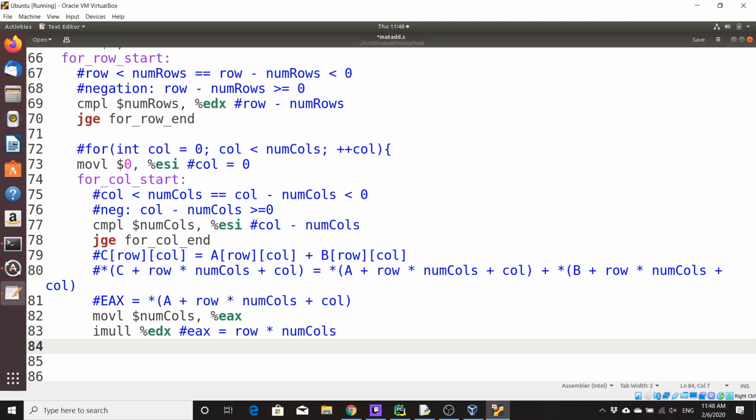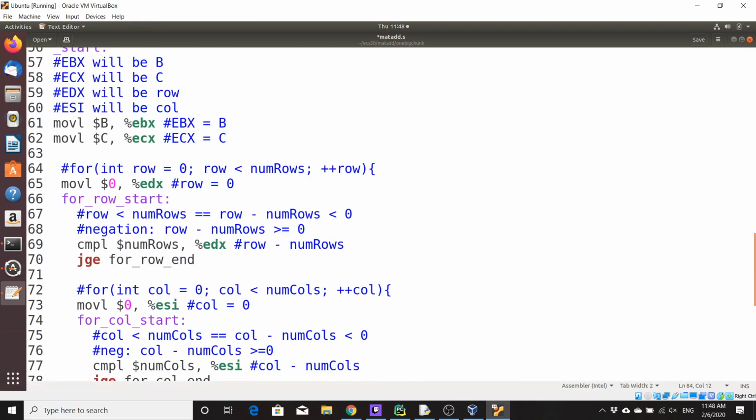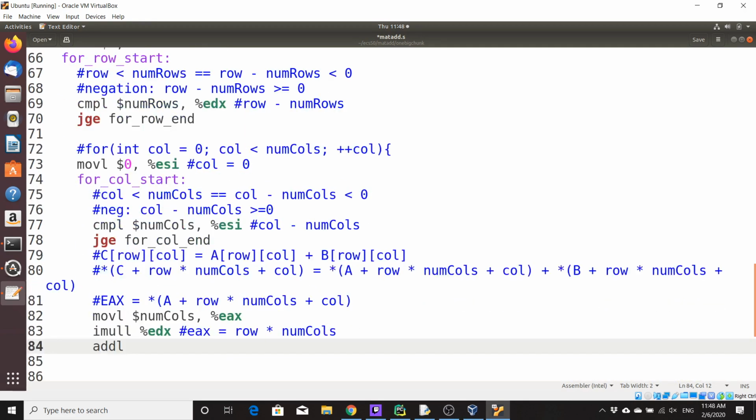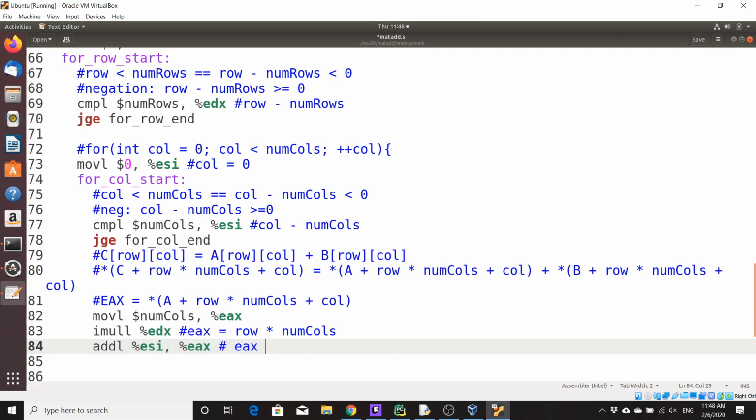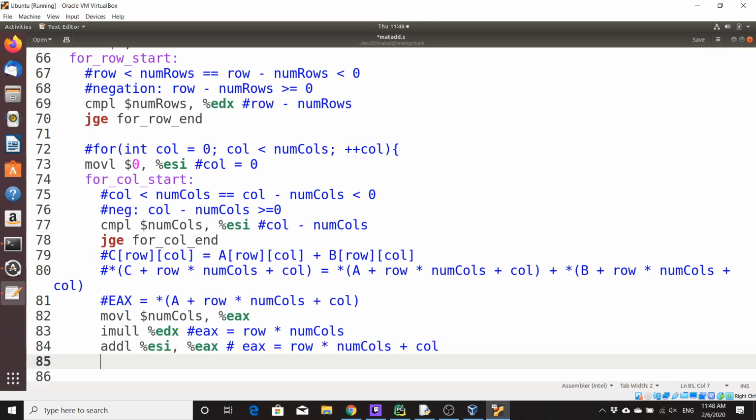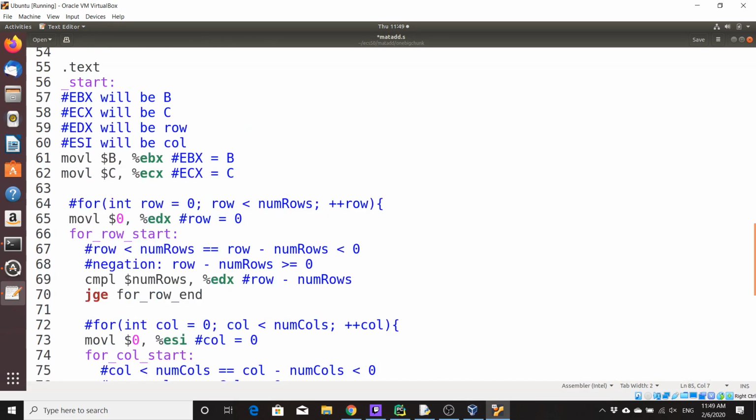Then do what? Add col, which is in ESI, to EAX. So now EAX is equal to row times num cols plus col. And then, A is a constant, right? You kept it as a label.